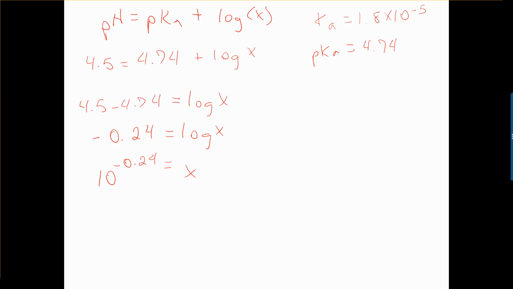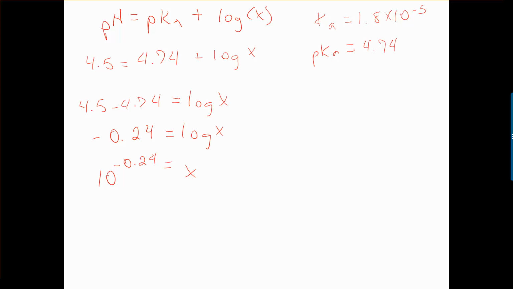Okay, so if I wanted to create an acetic acid buffer solution at a pH of 4.5, then I would need to make sure my ratio of acid and base was at that ratio. That's the purpose of this.